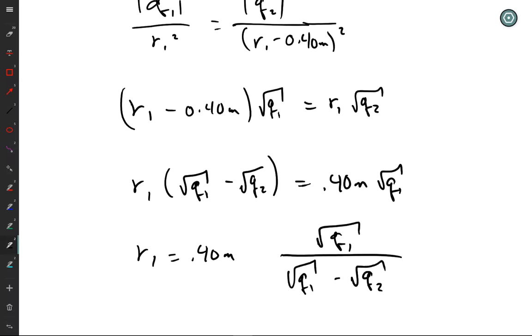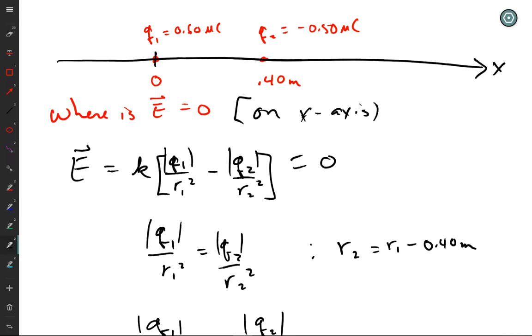Which electric field? The electric field on the x-axis, due to both of them. Both of them combined. So that's another standard problem that's given to make sure you understand how to add electric fields.